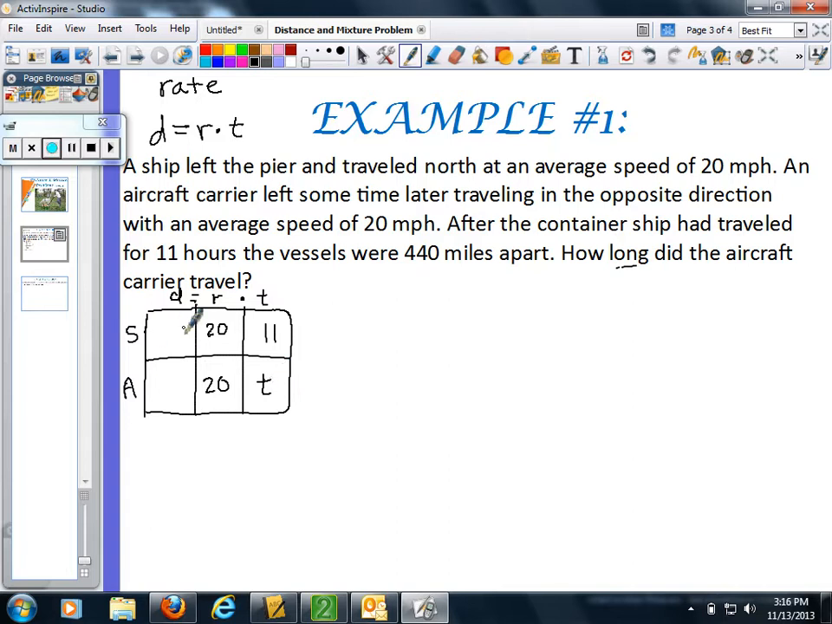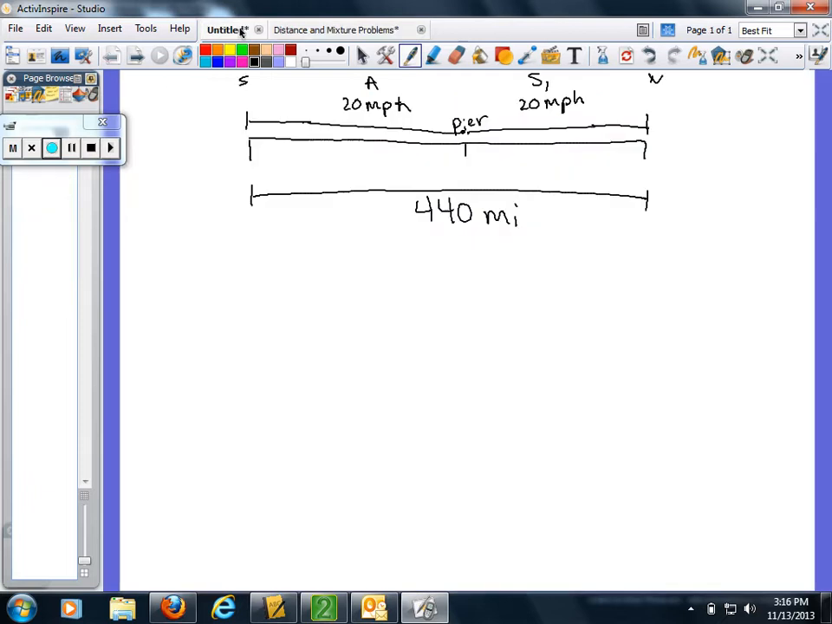Alright? Now the distance is where it's going to be a little bit more difficult. Okay? Many kids will say, well, they traveled 440 miles. But that's not what it says. It says one traveled one direction, one traveled another direction. After this container ship traveled 11 hours, the total distance between the two is 440 miles.